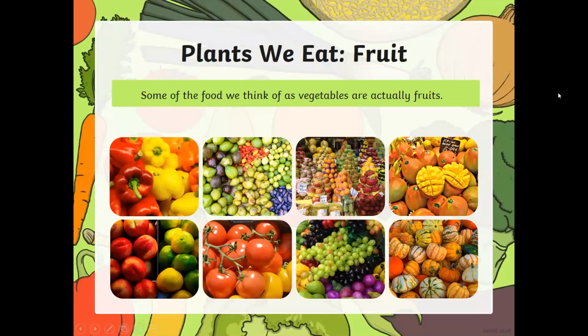Now, we can divide plants into fruits and vegetables. Okay, let's start with the fruits. If you look in front of you here on the screen, you will find mangoes, pumpkins, grapes, tomatoes, and peppers also. And by the way, tomatoes and peppers are fruits.